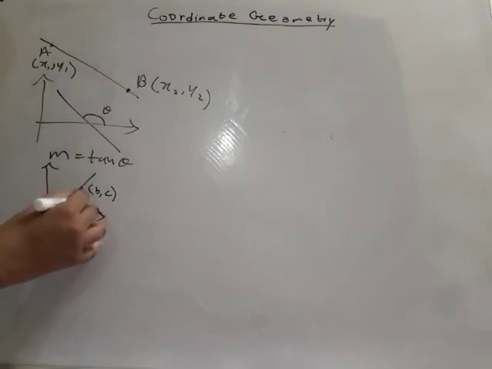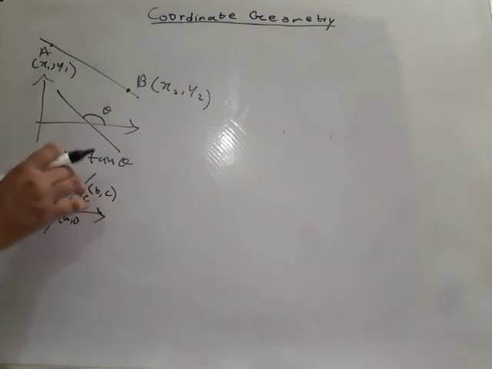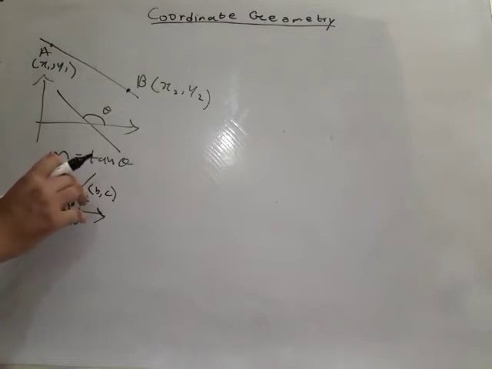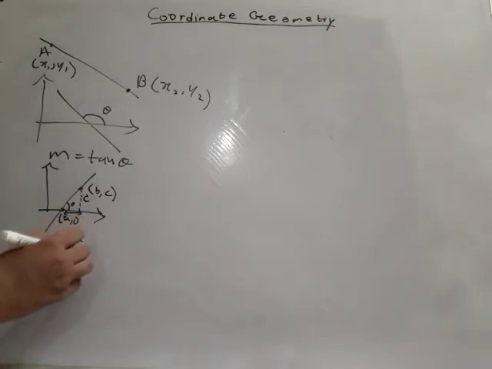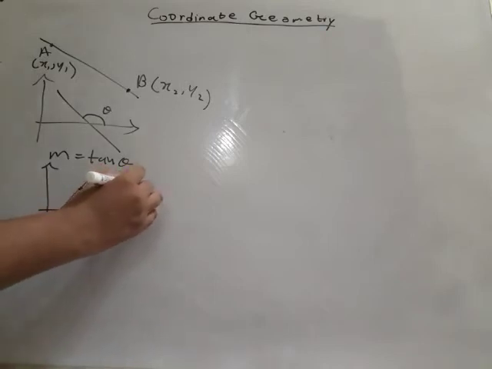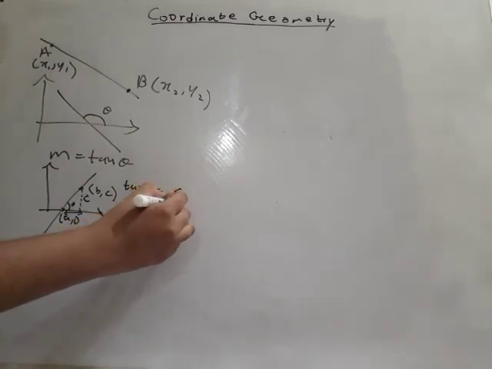What is the height of this point from the x-axis? It is obviously c. And what is the distance between the foot of this point on the x-axis and the other point? This will be b minus a. And if we take tan theta equals perpendicular by base, so c by b minus a.